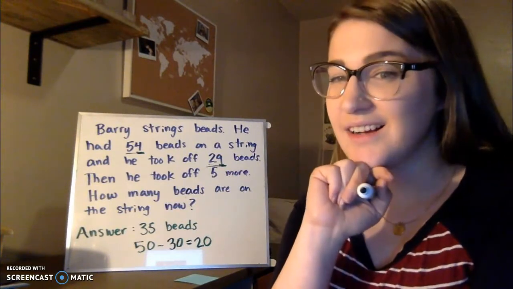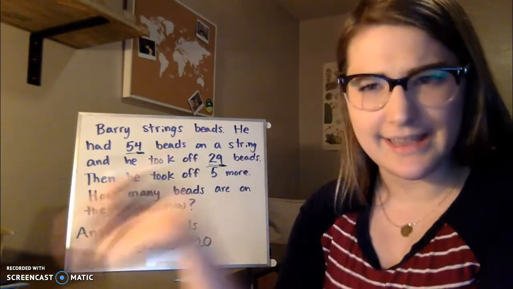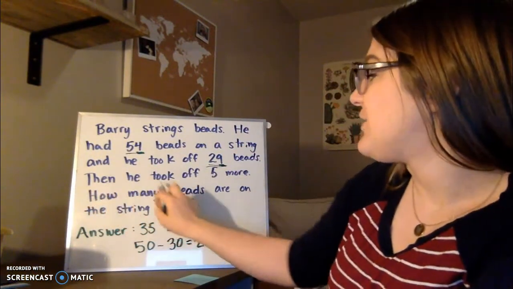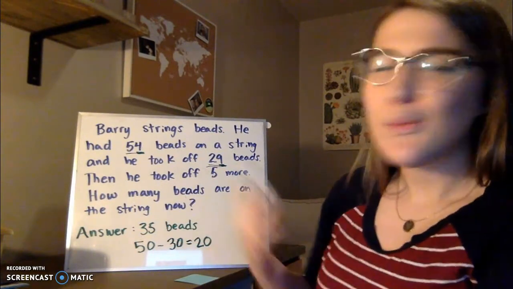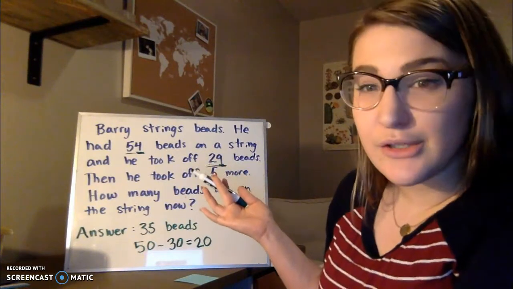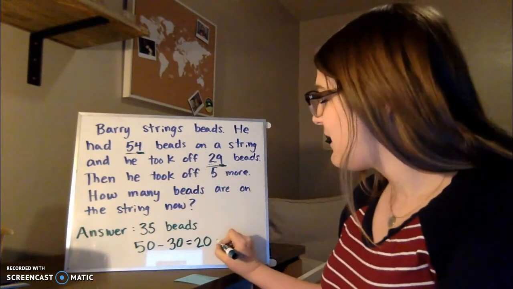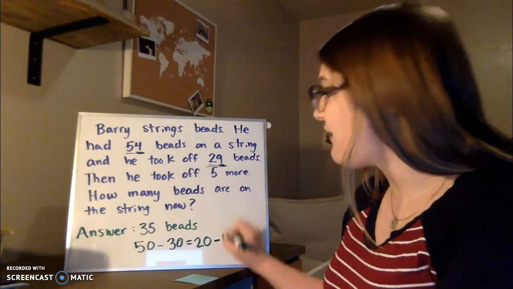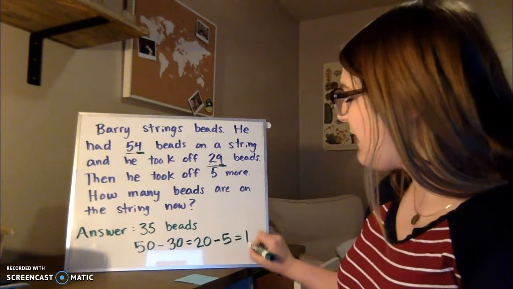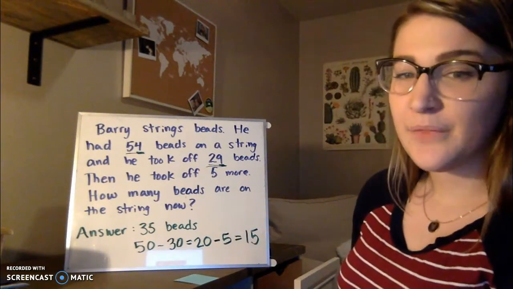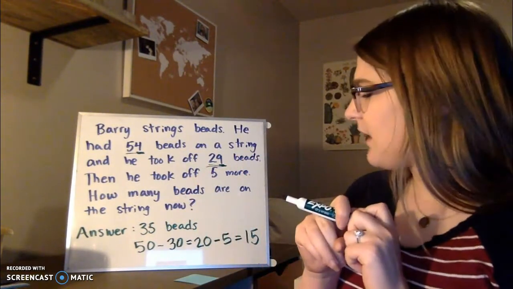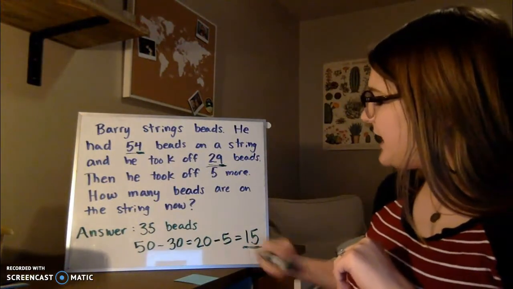Oh, but are we done there? That's only one step, right? But I said this was going to be a two-step problem. And it is, because it says then he took off 5 more. Now, we don't really need to round 5 because we can easily do 20 minus 5, right? So if we do 20 minus 5, because it says he took off 5 more, 20 minus 5 is 15. So with our rounding and our mental math strategies here, we got the answer of 15.